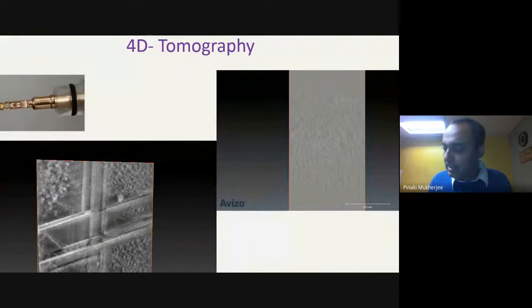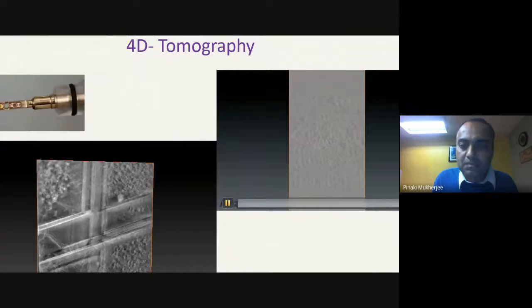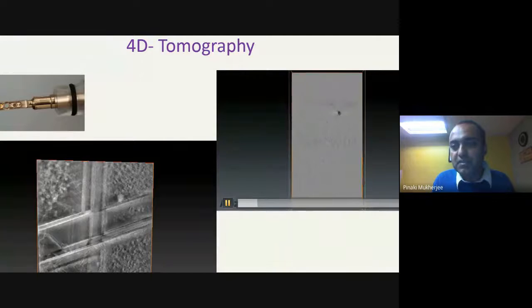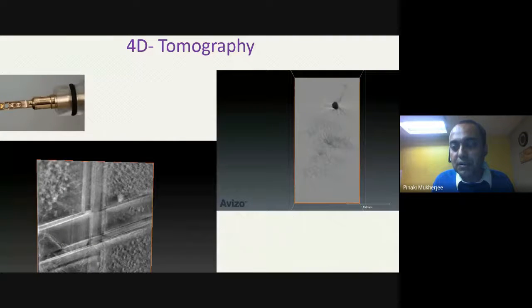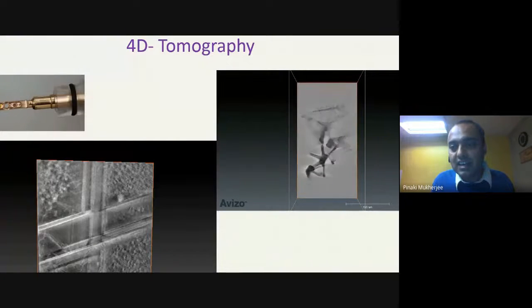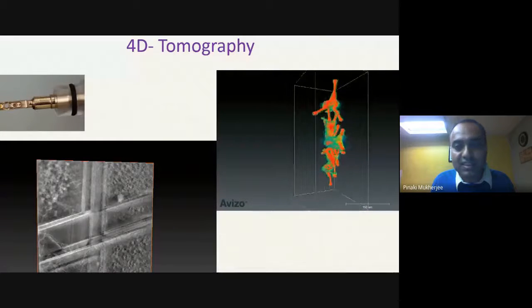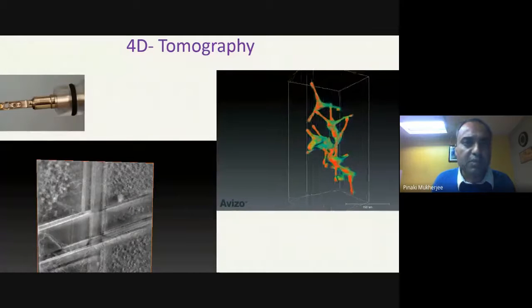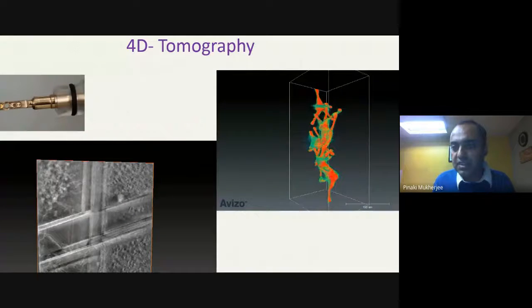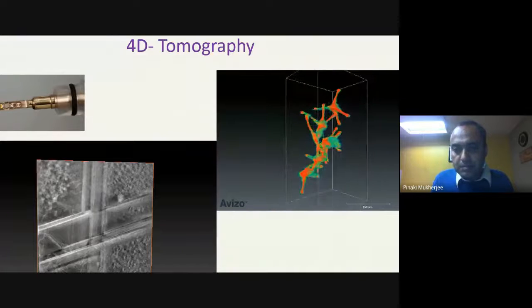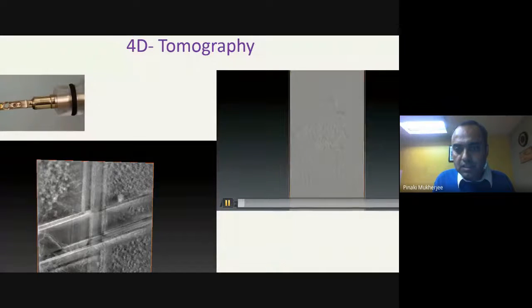All right, so that's about my talk, and then we can do 4D tomography using our machine. And if you want to see 3D information about your sample, you can see that. And we can do EDS mapping in 3D as well. So that's why we are calling it 4D tomography.